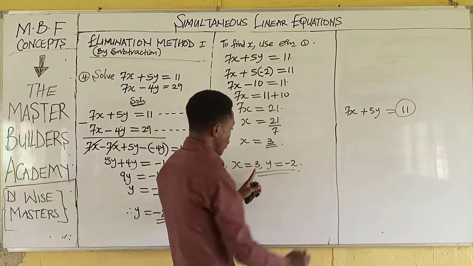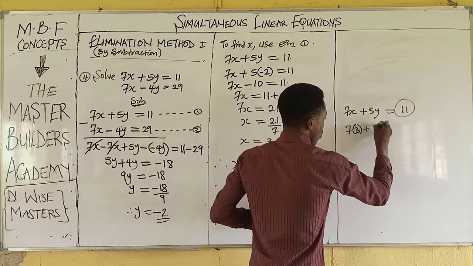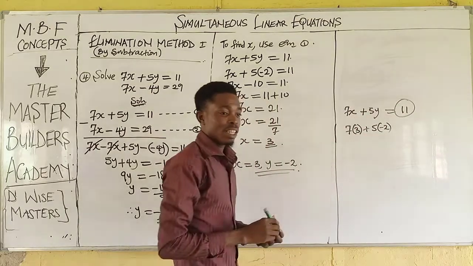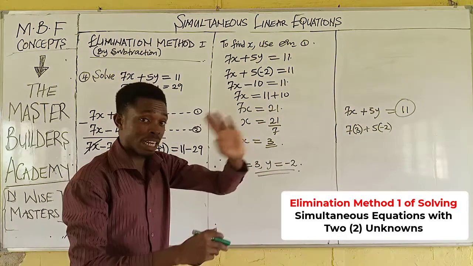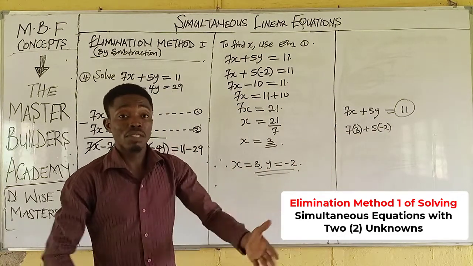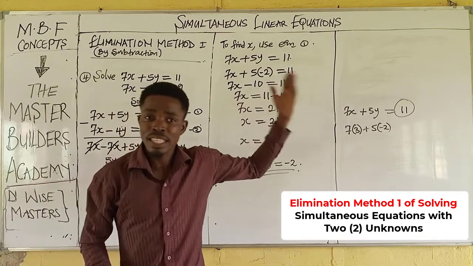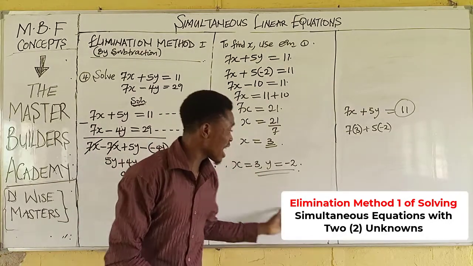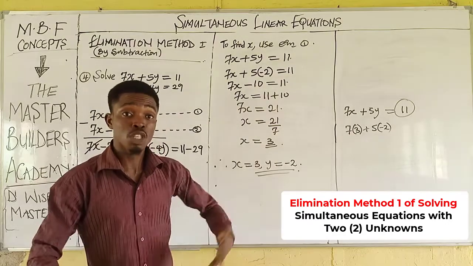Now, what is the value of x? x is 3. So I'm going to have 7 multiplied by 3 plus 5 multiplied by minus 2. Leaving the right hand side aside, because we already know the values there. We are not substituting anything at the right hand side. So we want to see whether this will give us 11. If it gives us 11, that means we are correct, because to every equation, the right hand side always equals the left hand side. So your answer can prove otherwise. If your answer proves otherwise, it means you are wrong.